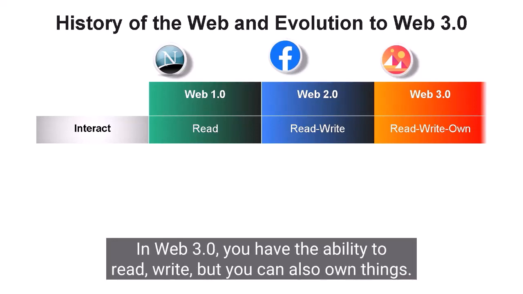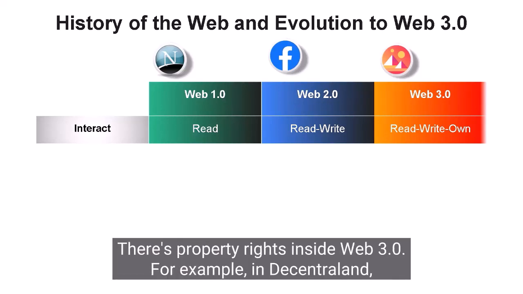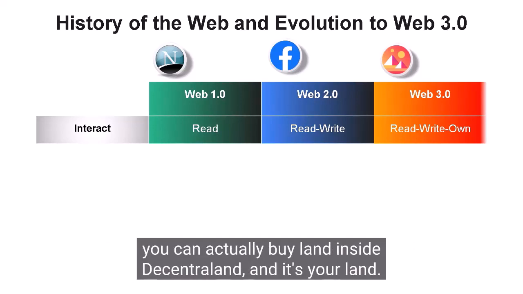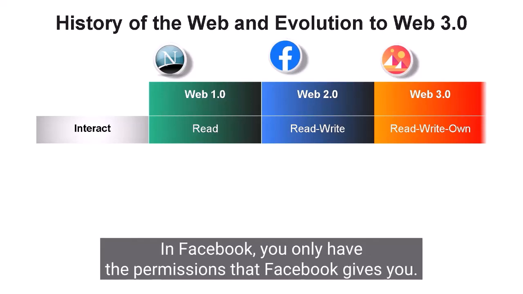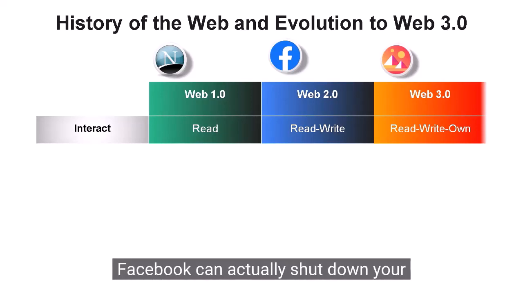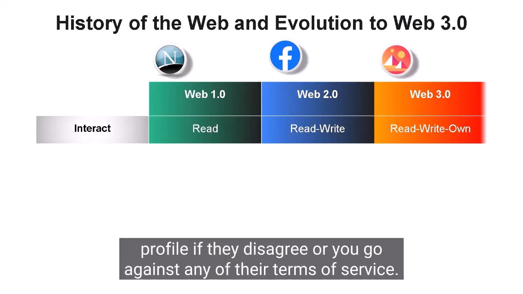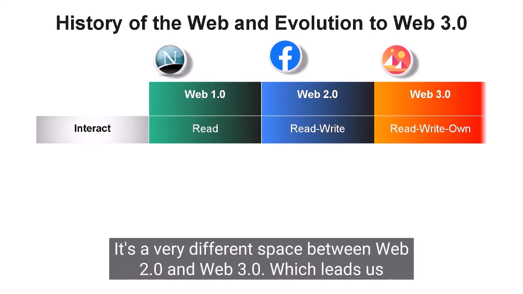In Web 3.0, you have the ability to read, write, but you can also own things. There's property rights inside Web 3.0. For example, in Decentraland, you can actually buy land inside Decentraland, and it's your land. In Facebook, you only have the permissions that Facebook gives you. Facebook can actually shut down your profile if they disagree or you go against any of their terms of service. It's a very different space between Web 2.0 and Web 3.0, which leads us to the next stage.